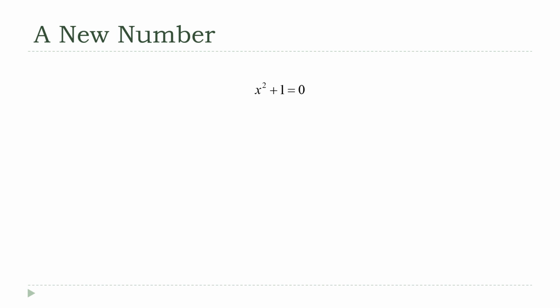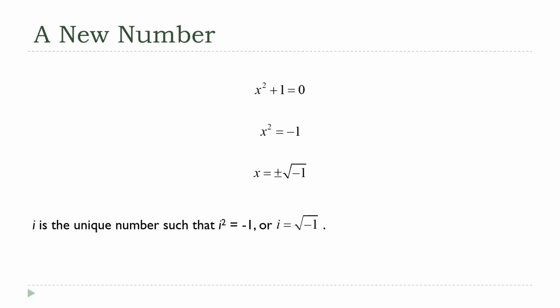The problem here is that if we try to solve this just using our usual methods, we move the one over to the other side, and then we take the square root of both sides, we immediately get into trouble because there is no real number that when you square it, you get -1 or any negative number, right? So here's what we're going to do. We're going to define a new number. We're going to let i be the unique number such that i squared is equal to -1. That is literally going to fill in the gap that we need to solve equations like this.